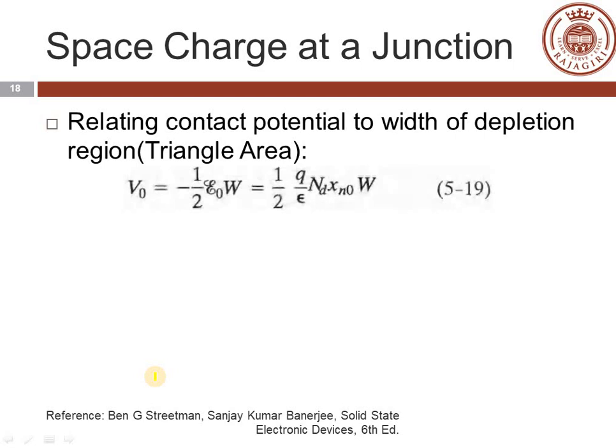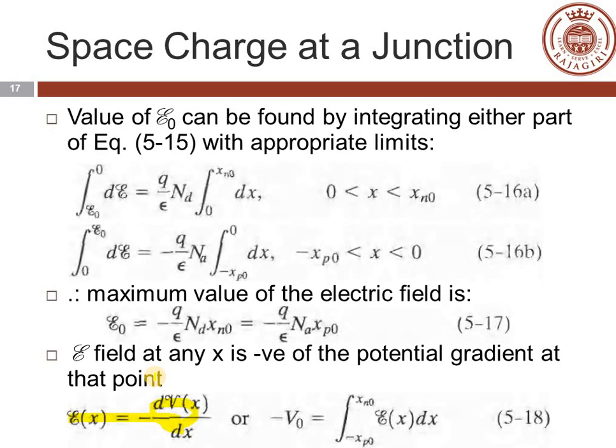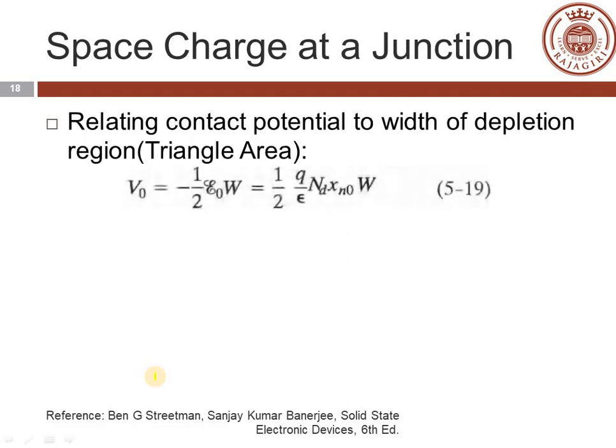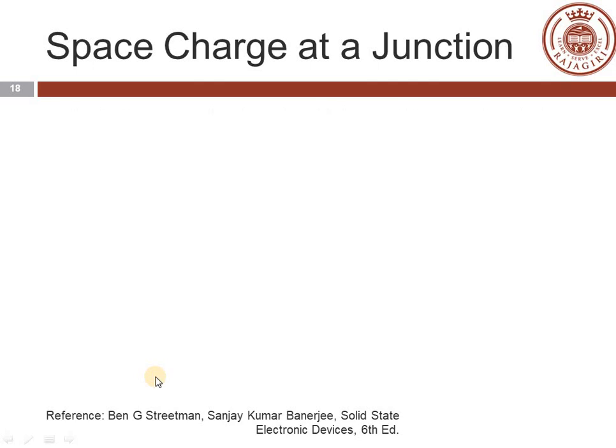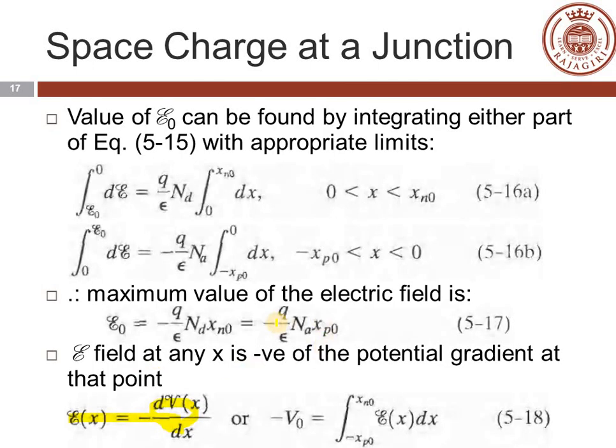Then we have the equation for E0 from before, -qNd xn0/epsilon. Substituting that, you get V0 = 1/2 qNd xn0 W/epsilon. Similarly, you can substitute for Na xp0; this equation also you can substitute.